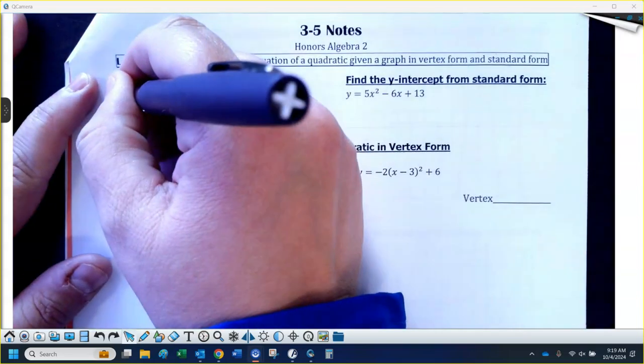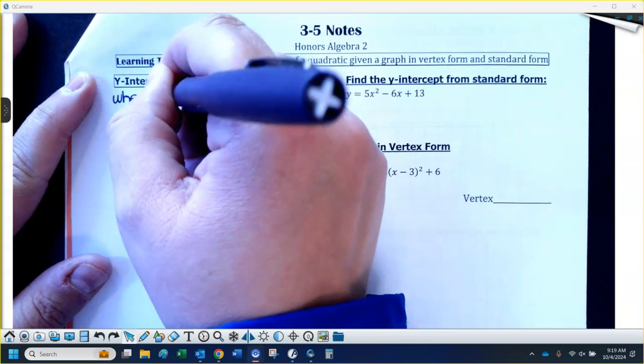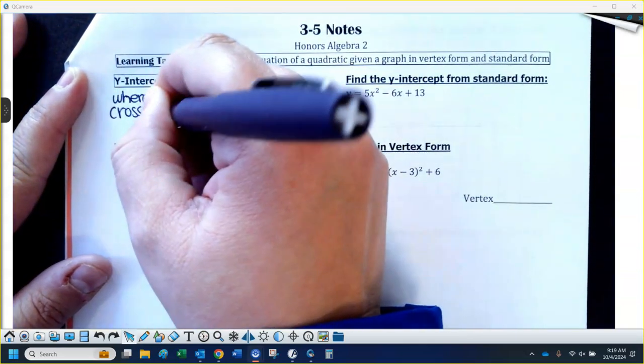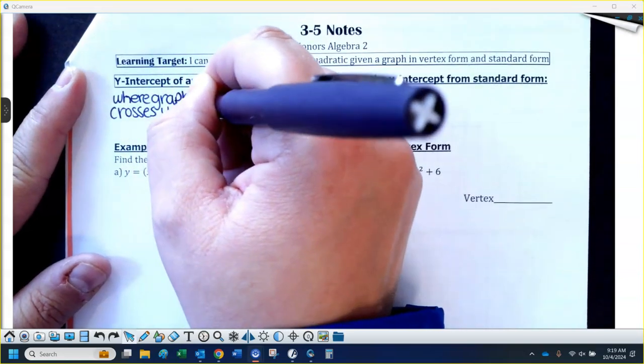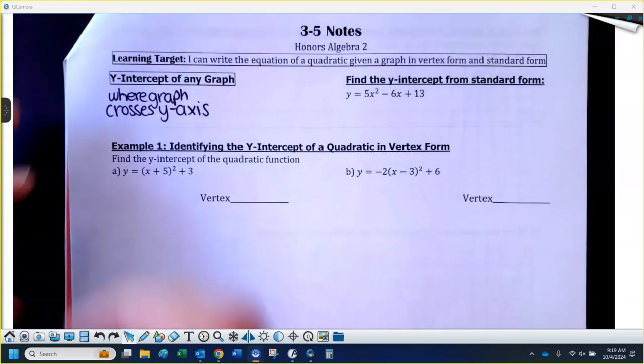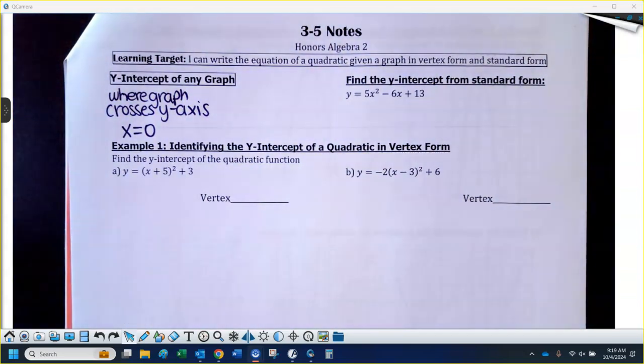Okay, so y-intercept for any graph, it's where the graph crosses the y-axis. Okay, where the graph crosses or touches the y-axis. And it doesn't matter whether it's a parabola, any kind of a graph. It doesn't matter the type of graph. If you are crossing or touching the y-axis, the x-coordinate of that point has to be 0.